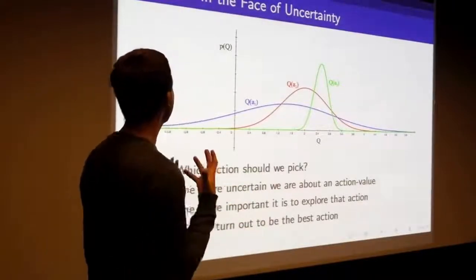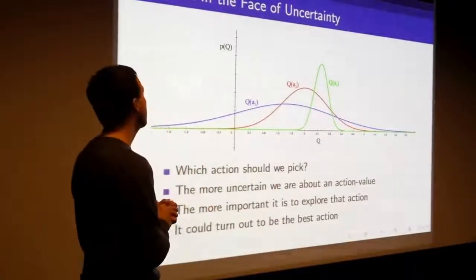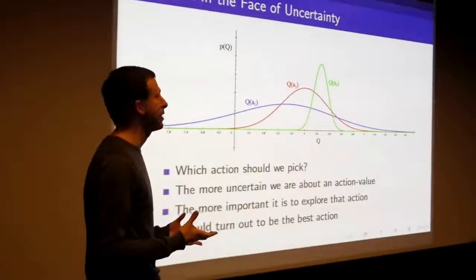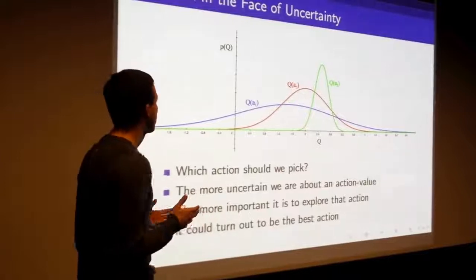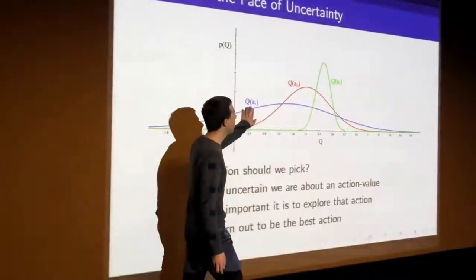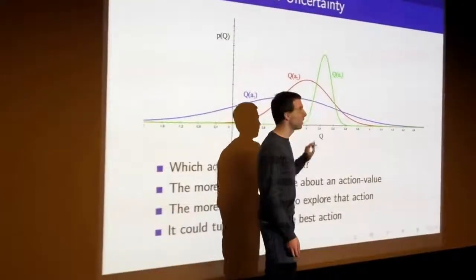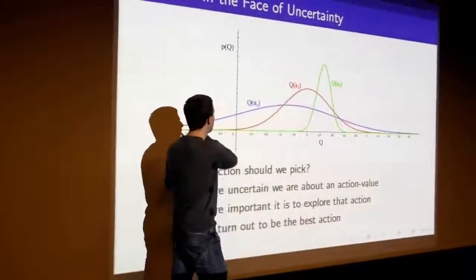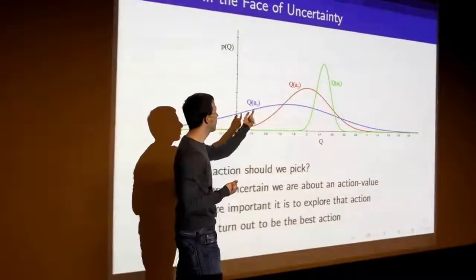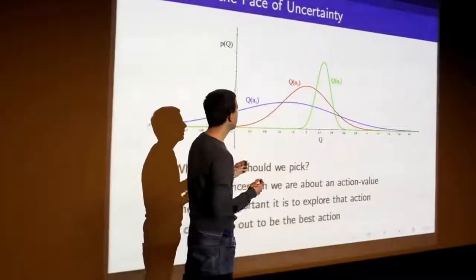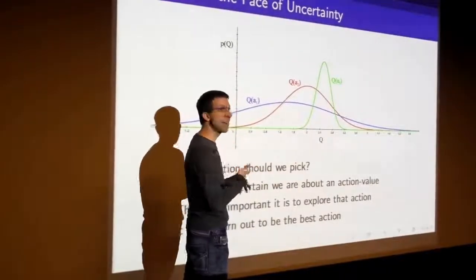Okay. So let's get back to principles and then come back to algorithms again. This is the main principle that we're going to use for this next section, which is the optimism in the face of uncertainty principle. So imagine that there are three different arms. There's the blue arm, the red arm, and the green arm. What we're showing here is a distribution over the actual Q values. Imagine this is our belief.